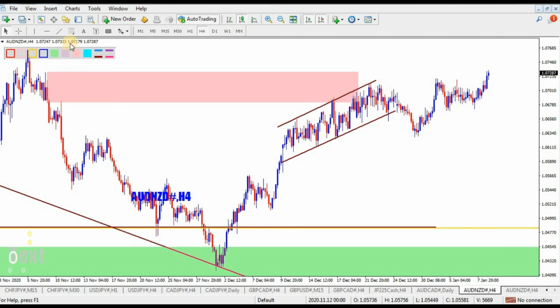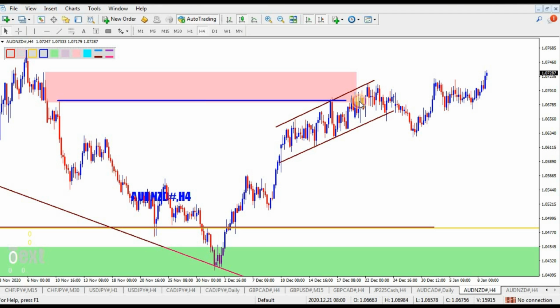As I was saying, as the price was moving up, although it reacted to our supply, what is the market structure? The market structure is to the upside. So this was a structure breaker. This was a structure breaker. It broke this previous structure, right? So price left a higher high there.